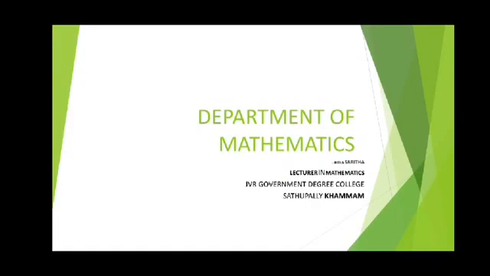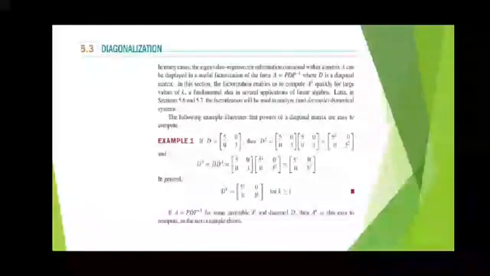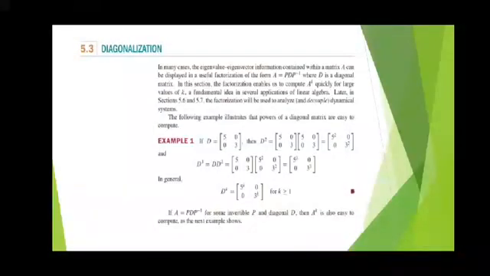In the previous class, we discussed eigenvectors and eigenvalues. Now we discuss diagonalization. In many cases, the eigenvalue and eigenvector information contained within a matrix A can be displayed in a useful factorization of the form A equals PDP inverse, where D is a diagonal matrix.